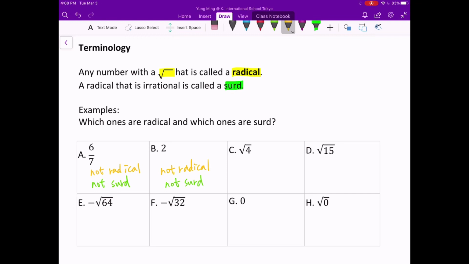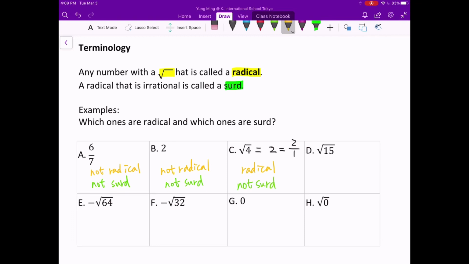Third one, do you have a hat? Yes, I have a hat. Then you are a radical. You have a hat, but you could actually take out the hat if you simplify yourself. Or to be precise, you could be written as a fraction. That means you are not a surd. You're not a surd.